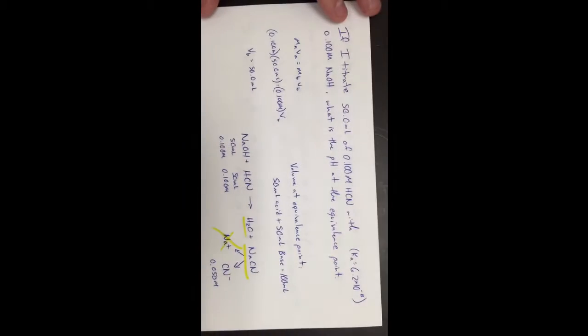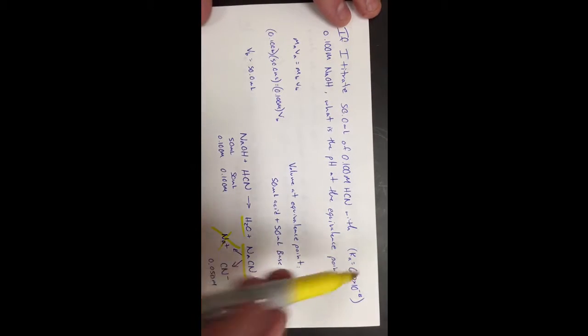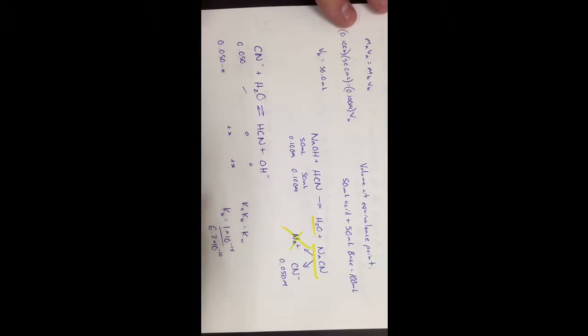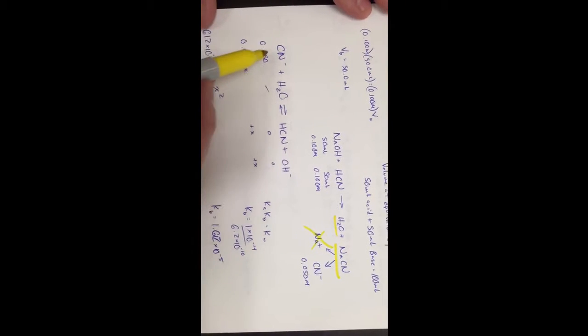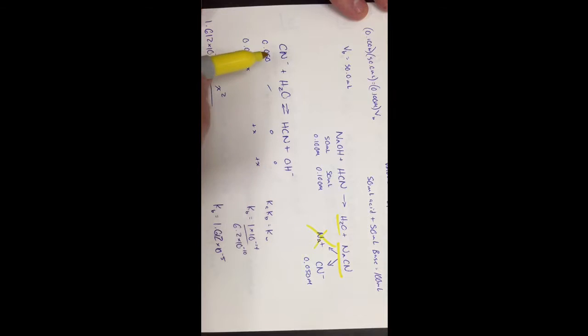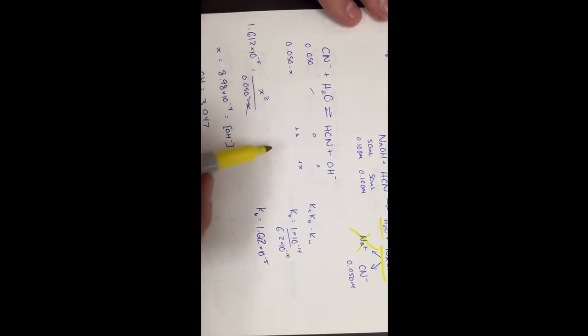Now, it gives us the Ka value here at the beginning, but we don't want the Ka value, we want the Kb value, because this is acting like a base right now. To get the Kb value from the Ka value, we use this equation: Ka times Kb equals Kw. Kw is always 10 to the negative 14th, and the Ka was 6.2 times 10 to the negative 10th. So we put those two over each other, and we solve for Kb, which is 1.612 times 10 to the negative 5th.